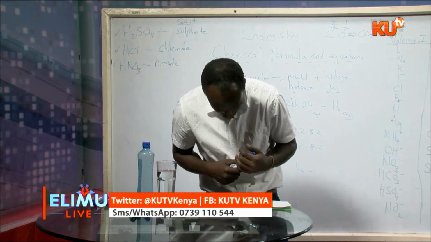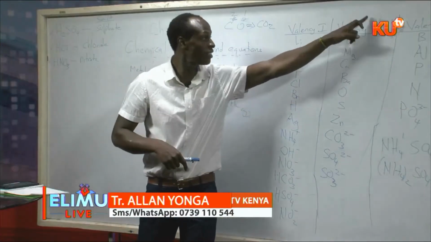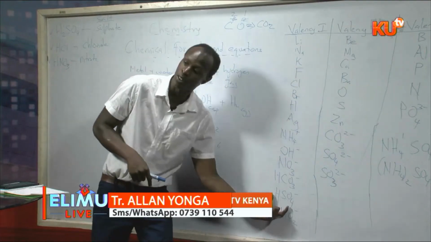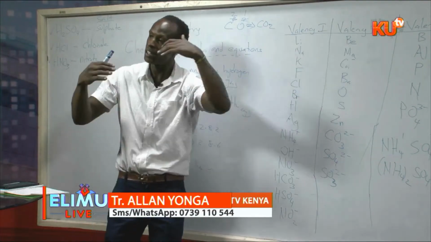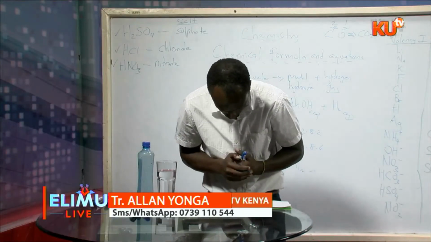Chemical formula of calcium hydrogen sulfate. Just use calcium, which is Ca, valency is 2. Hydrogen sulfate is HSO4, valency is 1. Interchange the valencies, then you'll get the chemical formula of calcium hydrogen sulfate.